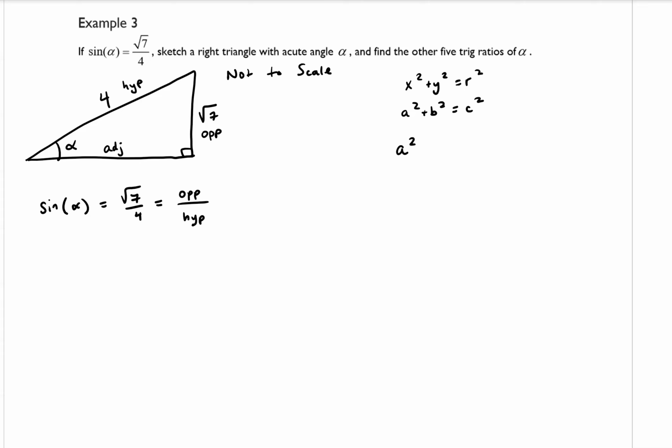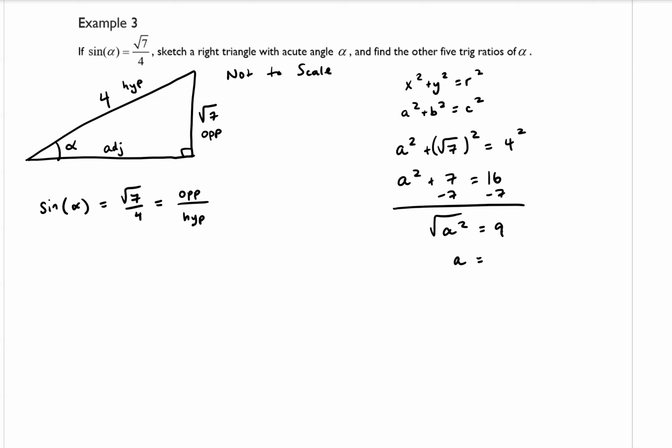So I'll say a squared plus the square root of 7 squared is equal to the hypotenuse squared. And if we do some simplification, we get a squared plus 7 is equal to 16. And then if I subtract 7 on both sides, we get a squared is equal to 9. And then if we take the square root of both sides from here, we get that a is equal to 3.